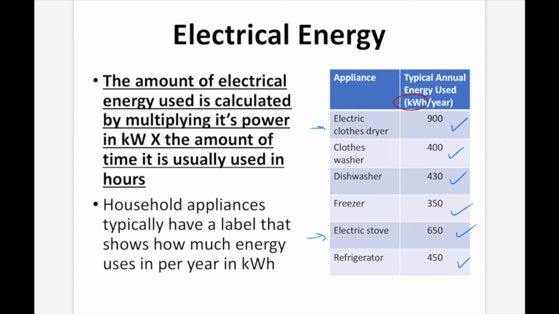Now, how do we come to this kilowatt hour idea? Well, that's what we just talked about. So the electrical energy is the kilowatts times the time. So we get kilowatts times, in this case, hours. So that leaves us with kilowatt hours. Now, kilowatt hours per year is the amount that we're seeing in this column right here. So how much energy do we use? So our power times the amount of time we use it per year.